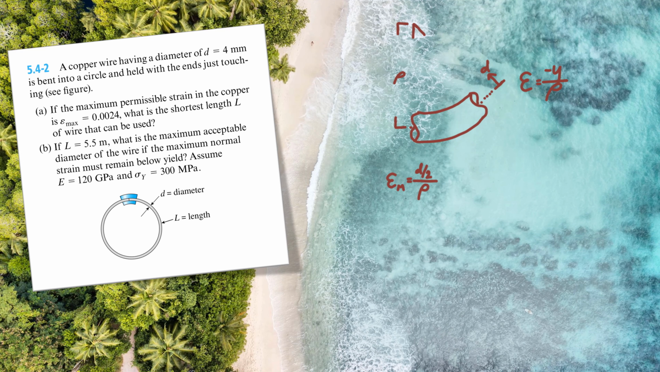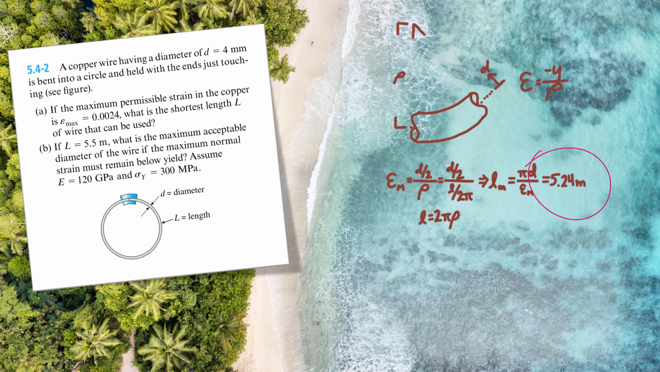And since our maximum will take place at the ends, we can use half of our diameter for our negative y value. We also need to find rho, which conveniently, due to how circles work, we can say 2 pi rho is going to equal the circumference, or our length, and we can plug that into our equation, solve it for L, and get that our minimum length due to our maximum strain is 5¼ meters.